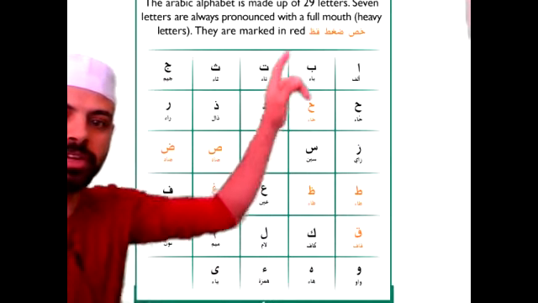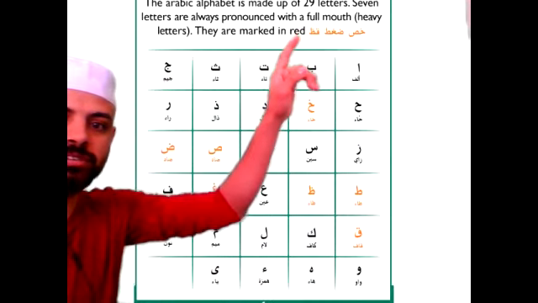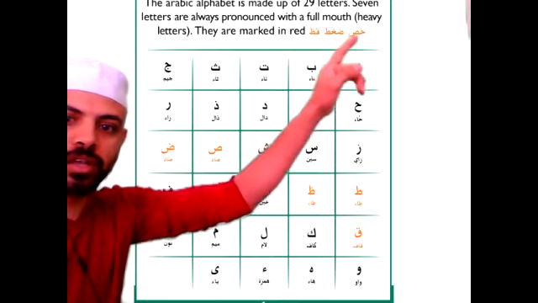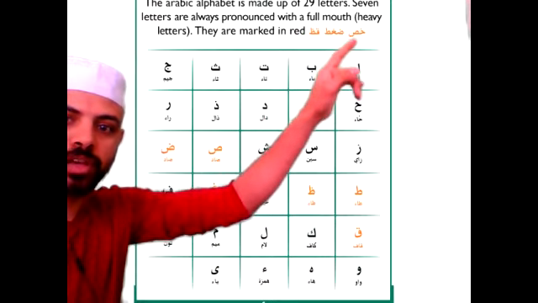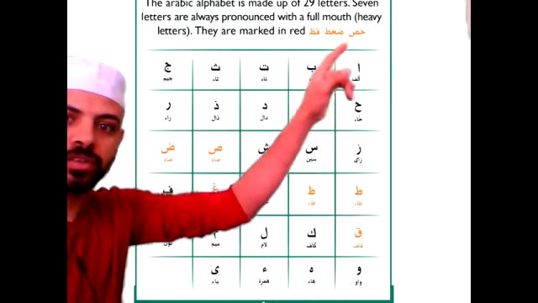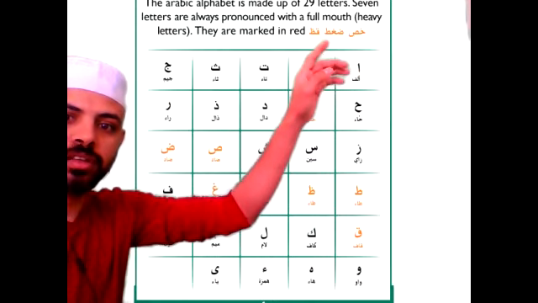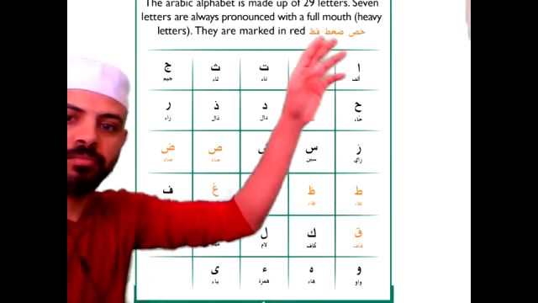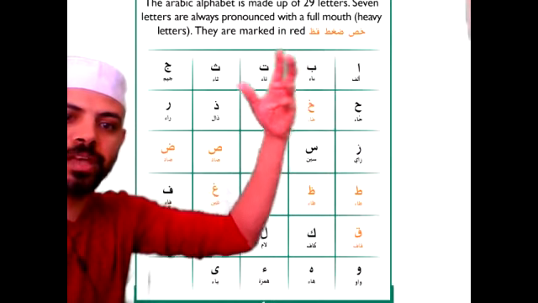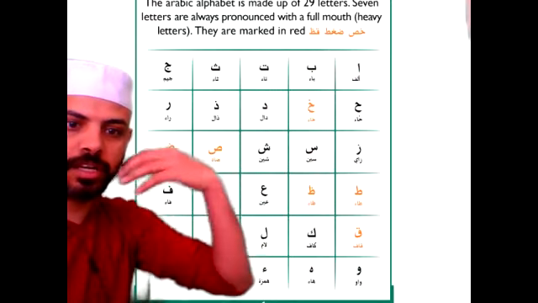So as you see here, up there are the heavy letters: خ ص ض غ ط ق ظ. Repeat after me: خص, ضغط, قض. Very nice. It means these letters should be heavy, strong, bold in our mouth.